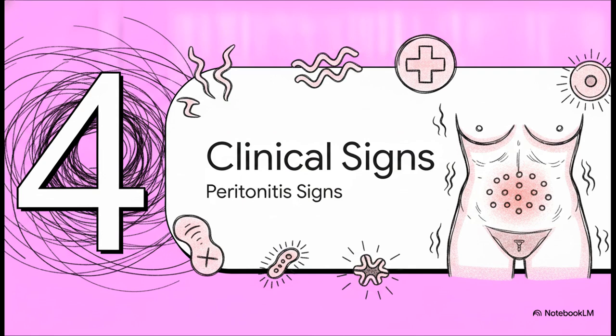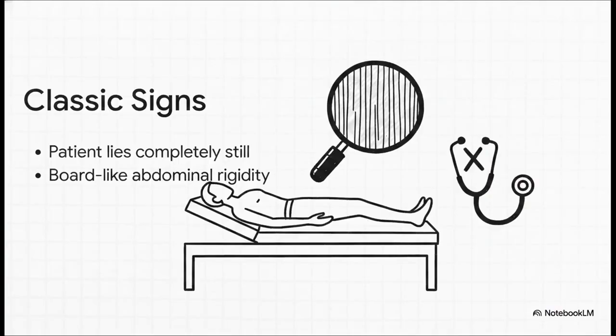Let's translate this to the bedside. Section 4. Clinical signs of peritonitis. So how does all this microscopic inflammation look in the patient right in front of you? Well, the classic presentation is pretty stark. The patient will often lie completely still, just avoiding all motion because any tension accentuates that somatic pain. You'll observe board-like abdominal rigidity and involuntary muscular guarding. As it progresses, you'll see prostration and shock.